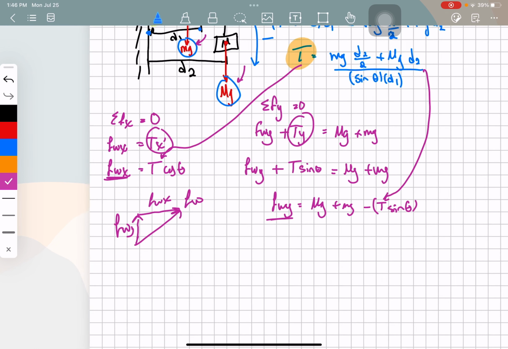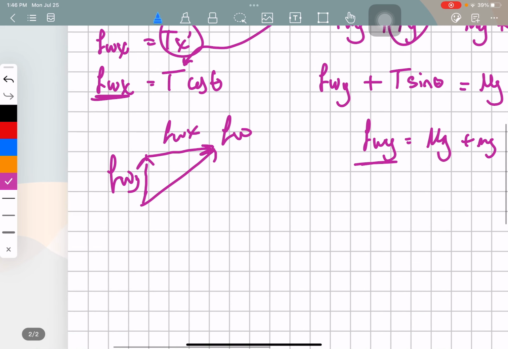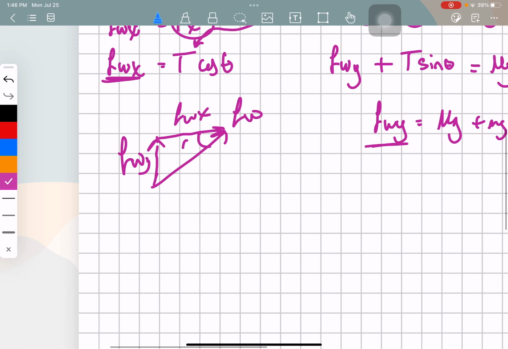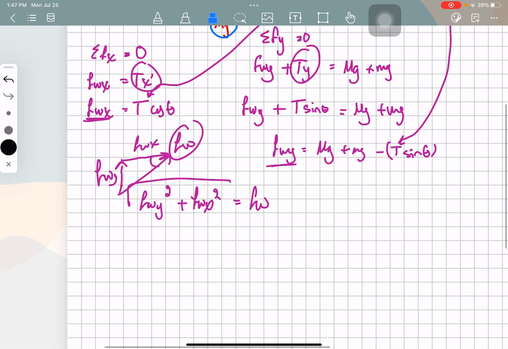Okay, and after that, you could use your triangle rules, and you're going to figure out the angle theta that we could find. Okay, but we don't need this for this question, so all you need to do is Fwy squared plus Fwx squared is going to equal Fw squared. A squared plus b squared equals c squared, and then you take the square root of this, and that is your answer to figure out your Fw.